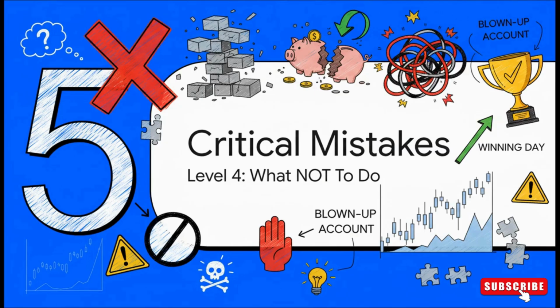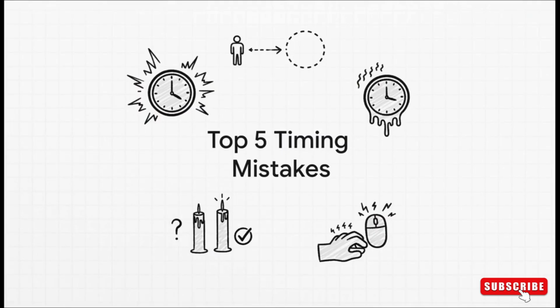All right, we've just spent all this time building our offensive playbook. Now it's time for level 4, the defense. Because knowing what not to do is every bit as important as knowing what to do. Honestly, this stuff can be the difference between a great trading day and a blown-up account. Let's run through the 5 biggest timing mistakes quick-fire style. Number 1, never ever trade the open. That first 30 minutes is pure chaos. Let the market figure itself out.